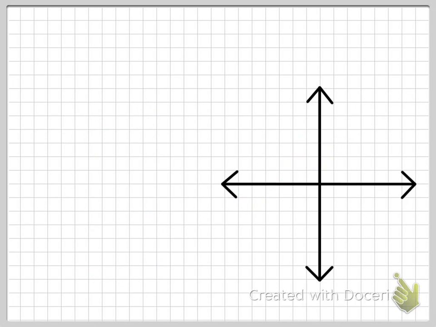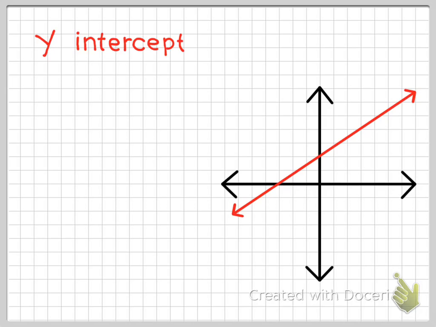So now that we have our slope, let's take a look at our y-intercept. Our y-intercept is just where this graph is crossing the coordinate plane at the y-axis. So that is right there. That means that my y-intercept is 2, which means b in my y equals mx plus b is 2.